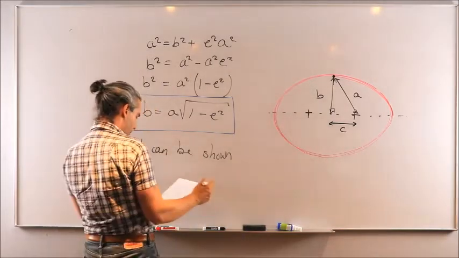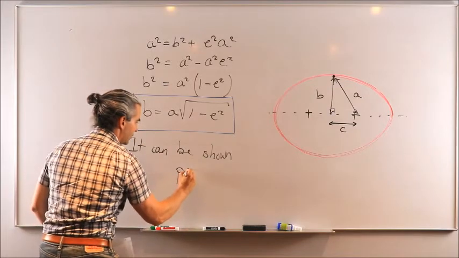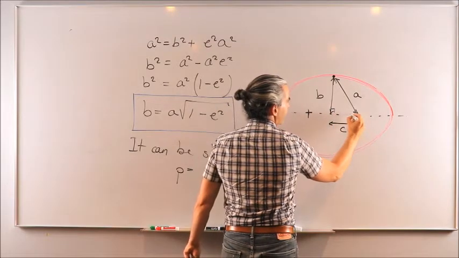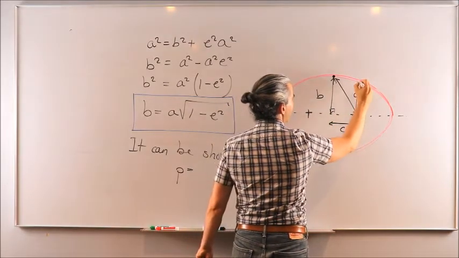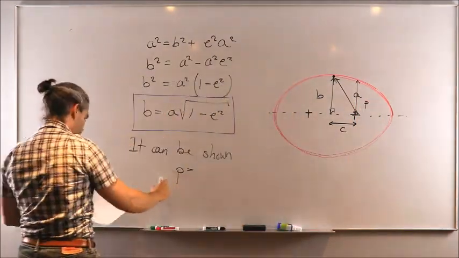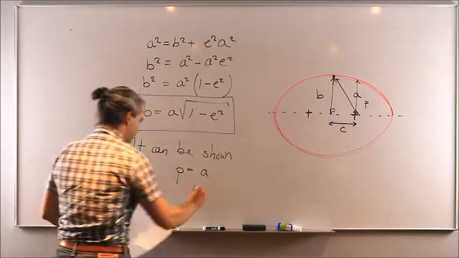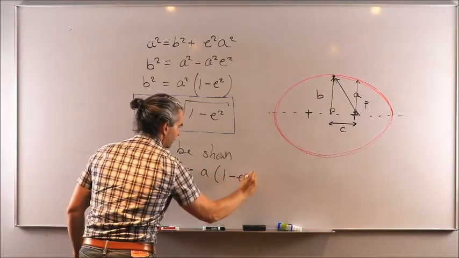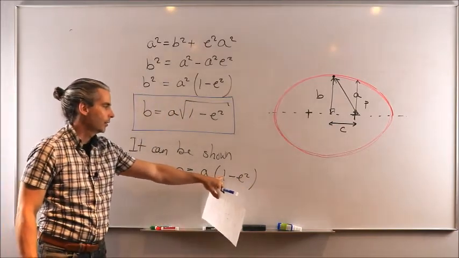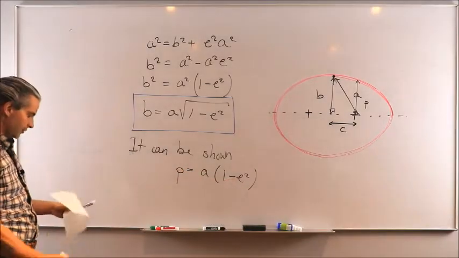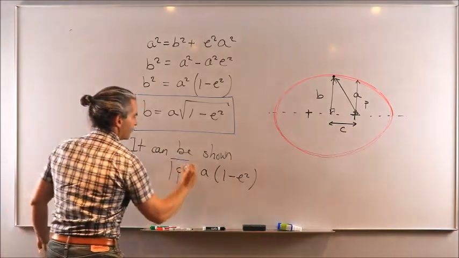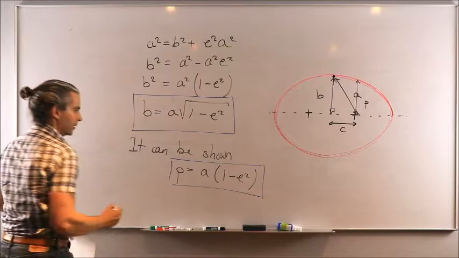So I'm just going to give you the relationship here, and that is that P, which again is the dimension from one focus all the way up along the orbit, and that dimension is P. So P is actually related to the semi-major axis A and the eccentricity value in that fashion. So P is equal to A times 1 minus E squared. Another very useful relationship to keep in your back pocket to analyze elliptical orbital motion.